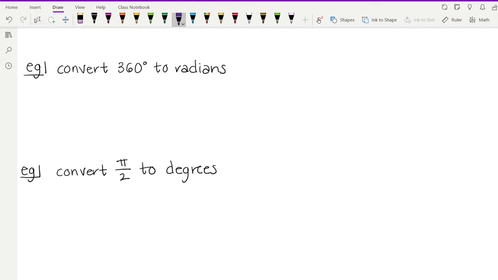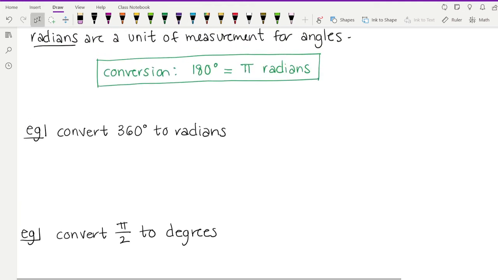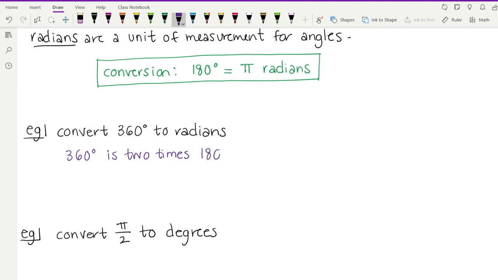So first thing I want to do is convert 360 degrees to radians. So we know that 180 is pi radians. So what do you think 360 degrees should be? Well, it should be twice as much, right? So we know that 360 degrees is 2 times 180 degrees. So 360 degrees should be equal to 2 times pi radians. So 360 degrees is equal to 2 pi radians.